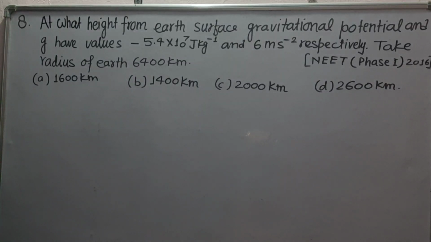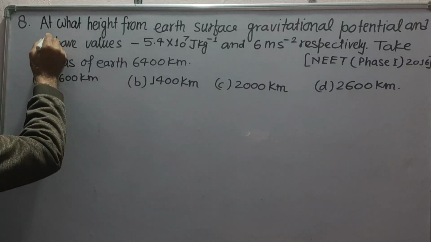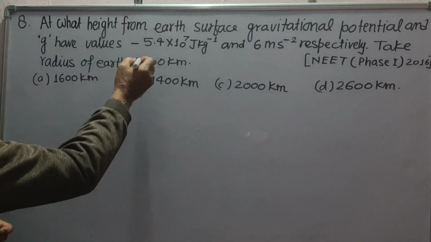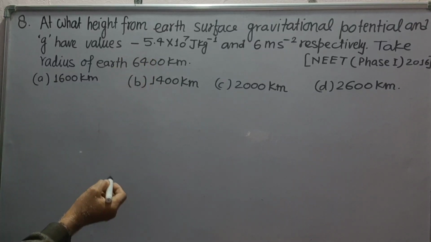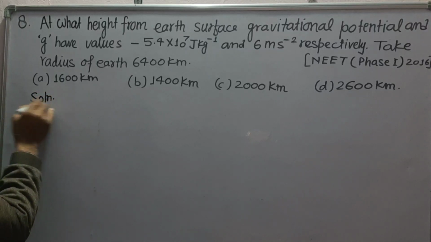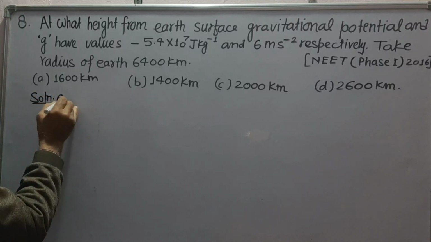Next question number 8. The question is, at what height from Earth's surface gravitational potential and acceleration due to gravity have values minus 5.4 into 10 to the power 7 joule per kg and 6 meter per second square respectively. Take the radius of Earth as 6400 kilometer. These are the options.